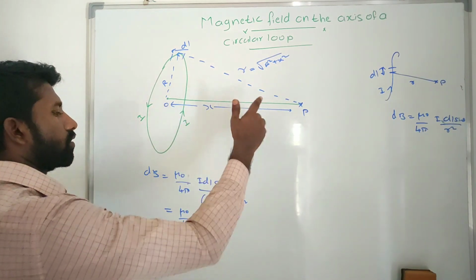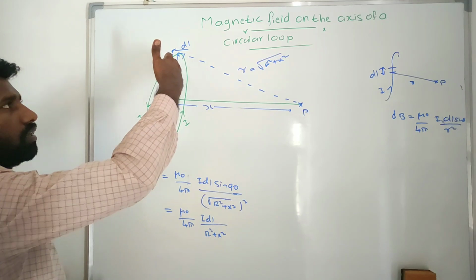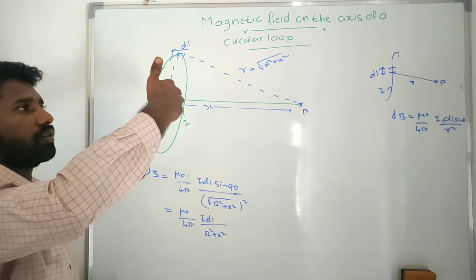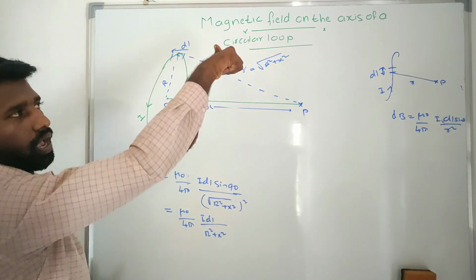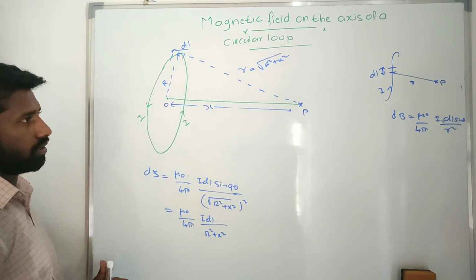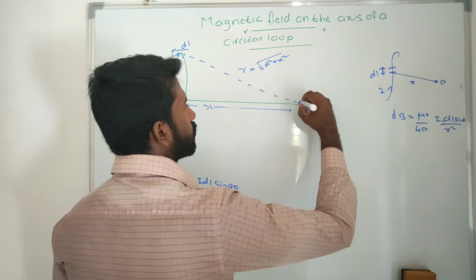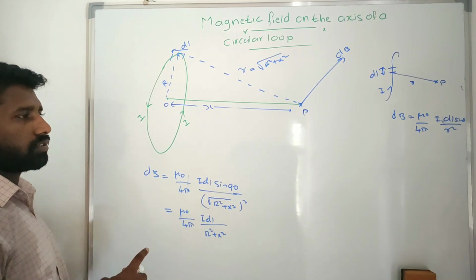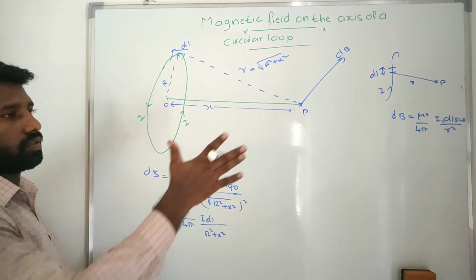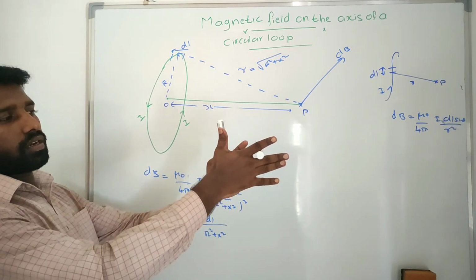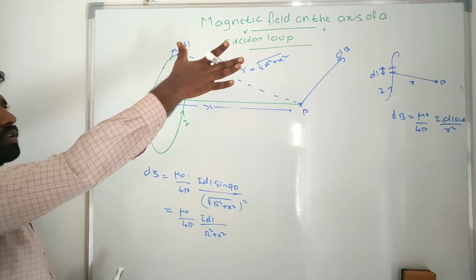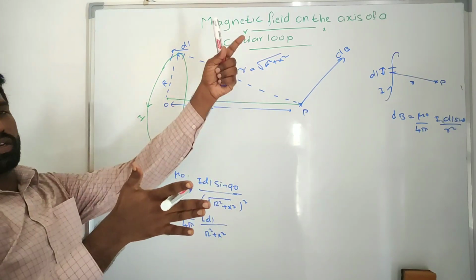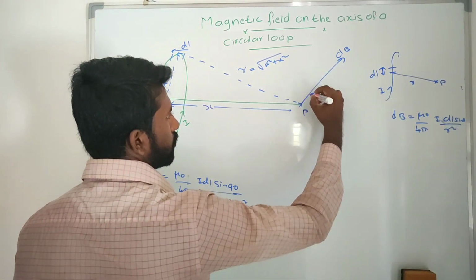Now I will find the direction of the dB. If the dl is like this, I will place my right hand in the direction of dl and curl towards the direction of r. So what do I get? I get the dB like this. Clear? This is the dB direction. We can also find this like this: this is the dl direction, this is the r direction, this is the dB direction. I place my thumb in the direction of dl, r is like this, so then also I get the dB direction like this. This is perpendicular.